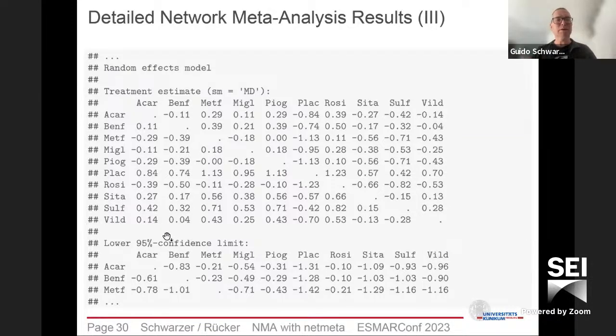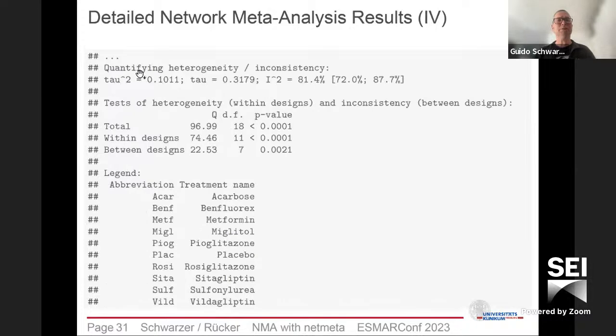For example, what did I say before? I can't remember. I think I said something like rosiglitazone versus CETA, that we did not have any direct evidence there, but nevertheless, we get a network estimate for that. This is then followed by the same matrix for the lower and the upper confidence limits, which I do not print here in detail. And then again, we get the information on the heterogeneity, as well as a legend because we abbreviated the treatment labels.